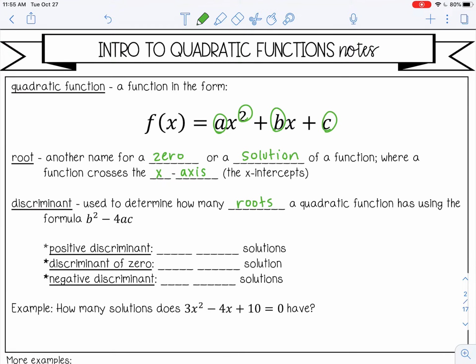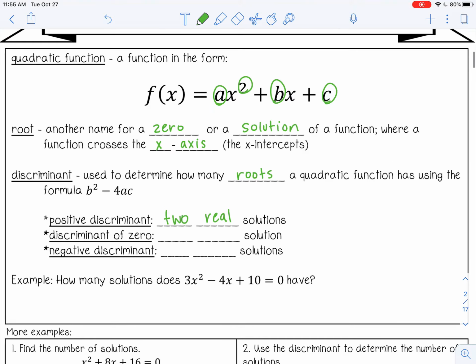If you get a positive number when you use that formula, that means there are 2 real solutions. And by real, that just means a real number. If you get a discriminant of 0, that means there is 1 real solution. If you get a negative number, a negative discriminant, that means there are no real solutions.